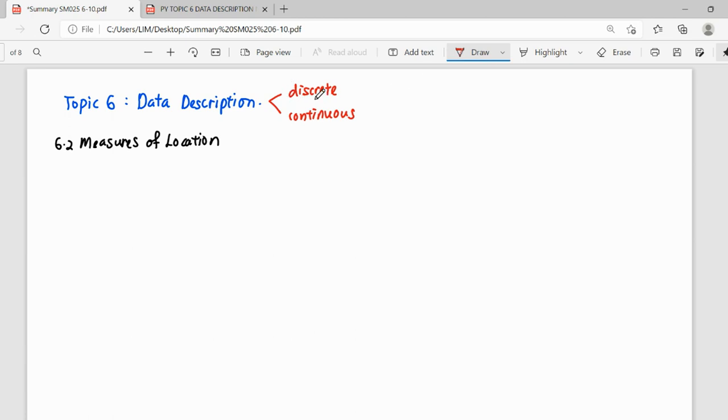Okay, for example, if you take data in the form of blood type, it is discrete. O is O, A is A. You won't have something between O and A.